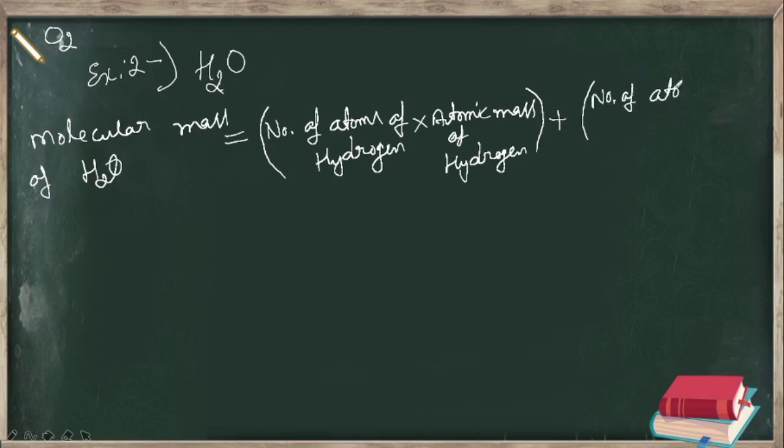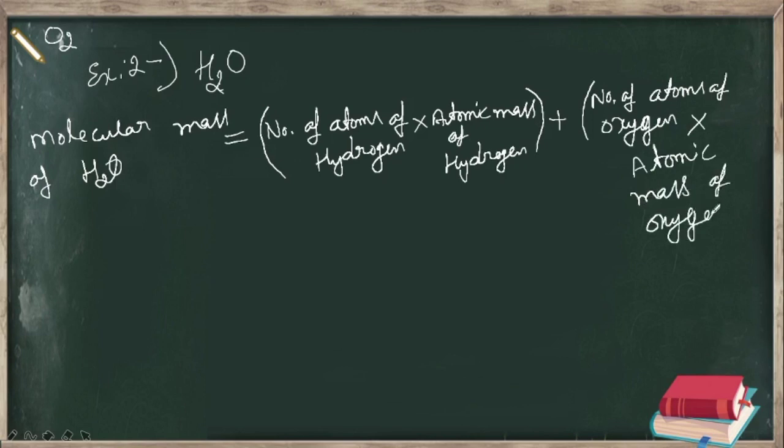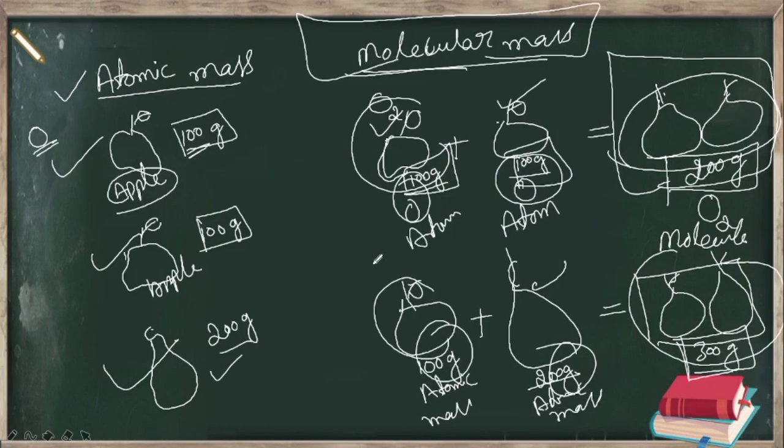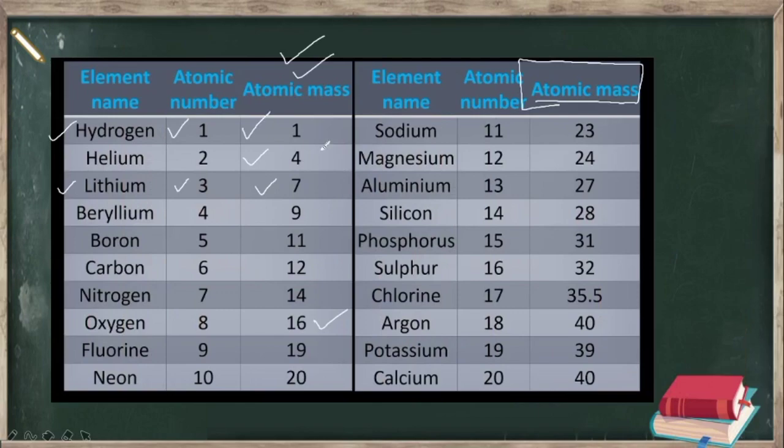Number of atoms of oxygen into atomic mass of oxygen. Clear? So 2 elements are there, so I took it twice, equals. Now substitute their values. Number of atoms of hydrogen, how many are here? 2. So write 2, next sign, into atomic mass of hydrogen. How much? If you can't recall, just look at this table, that is 1.